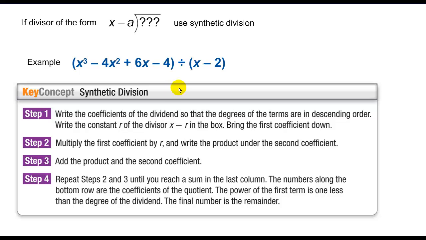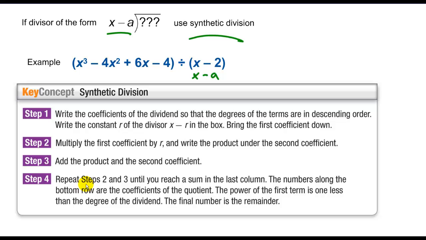So now, if our divisor, the term outside the division sign, is in x minus a form, I can use this thing called synthetic division. It's a little bit quicker than the long division we've been using. We're going to take an example like this: x cubed minus 4x squared plus 6x minus 4 divided by x minus 2. This is in x minus a form.